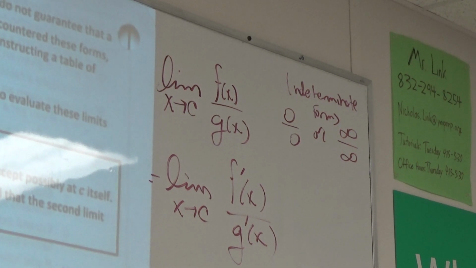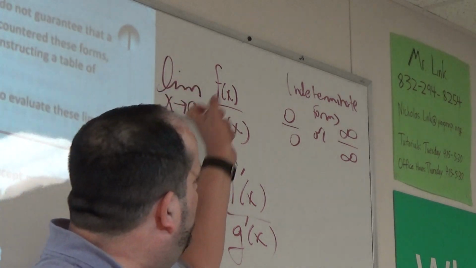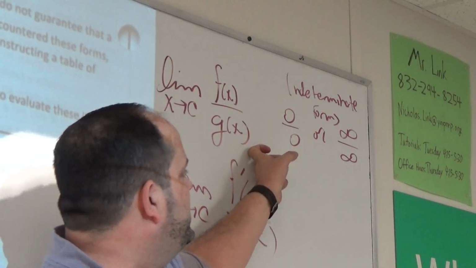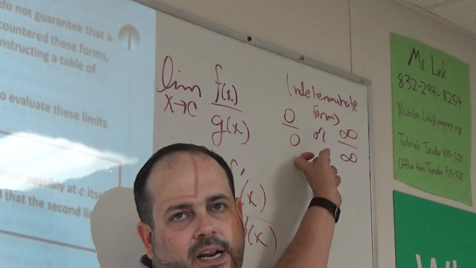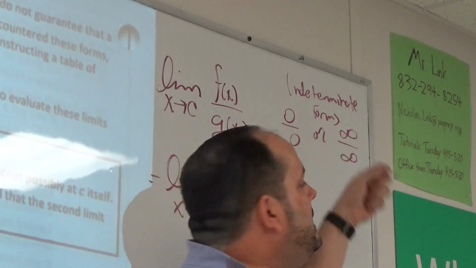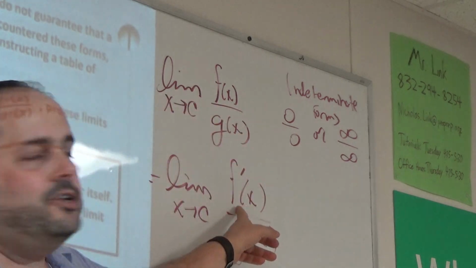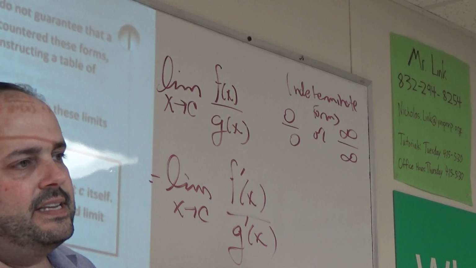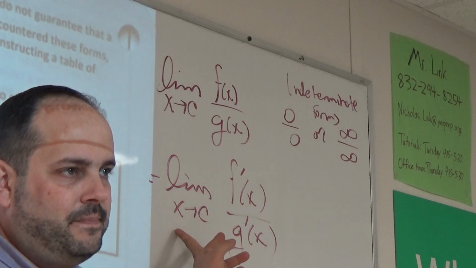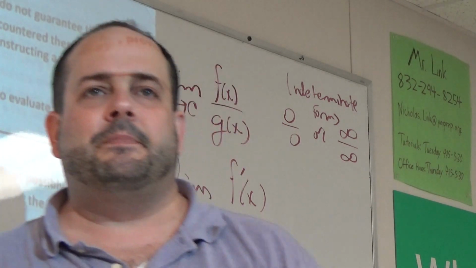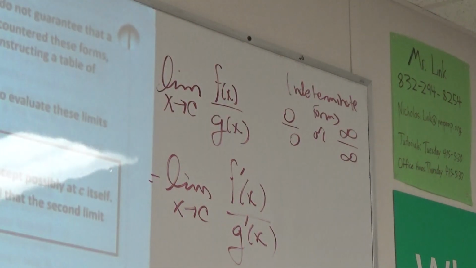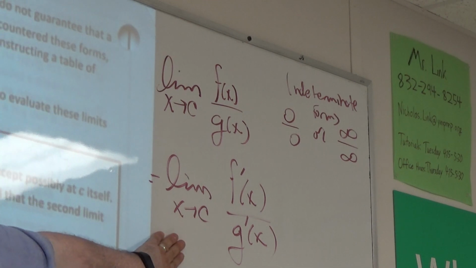So let me say that again. If you're taking the limit of a ratio of two functions, and you get infinity over infinity, or 0 over 0, L'Hopital's rule says, instead of doing that, take the derivative of the numerator, take the derivative of the denominator, and take that new limit. Right now, that probably feels like I have no idea why this works. I know why it works. I'm not going to worry about the proof. I want you to believe me that it works.